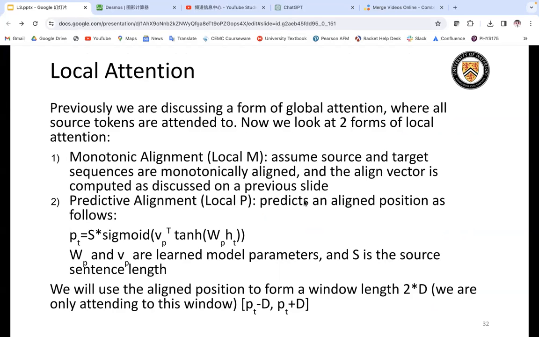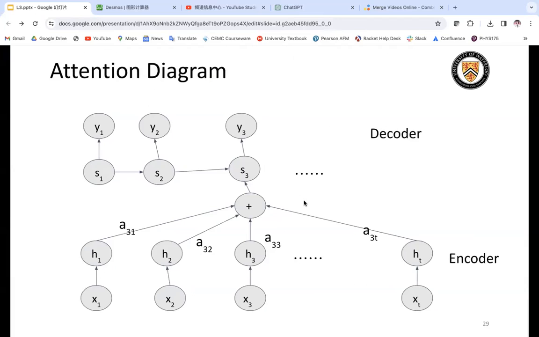This assumes source and target sequences are monotonically aligned, and the alignment vector is computed as discussed on a previous slide. So simply, for example, for S3, we will compute some weighted average, let's say over H2, H3, H4. This is called a window that is centered on H3 and has some width, let's say width 1.